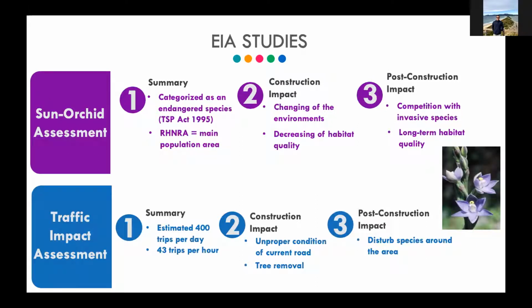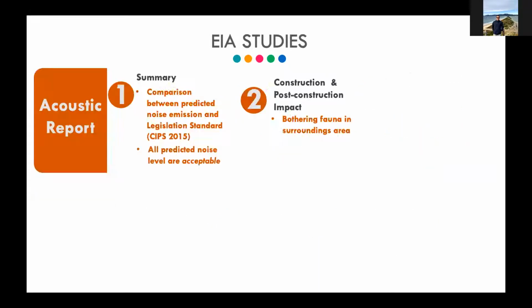From the traffic impact assessment, there are an estimated 400 trips per day after the construction finishes. This is a concern from the Friends of Rosny Hill community, because they say the project is too big to be conducted in this area. Because of the improper condition of the current road, they will improve the road, including the side of the road, which will cause the removal of trees. The post-construction impact will be a disturbance to the species and also humans around the area.